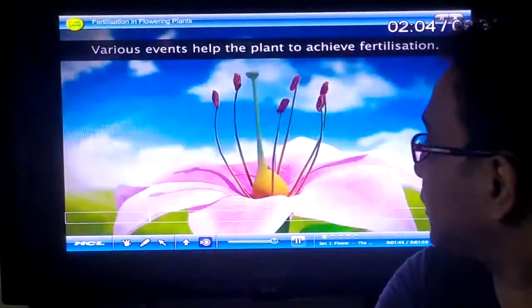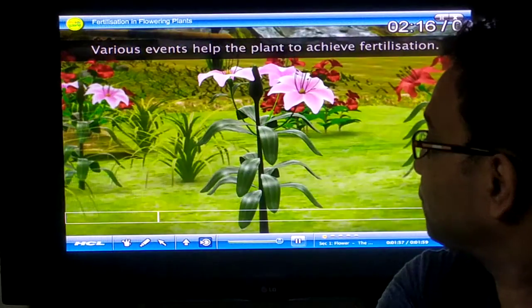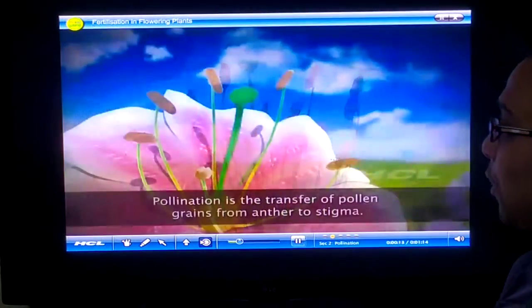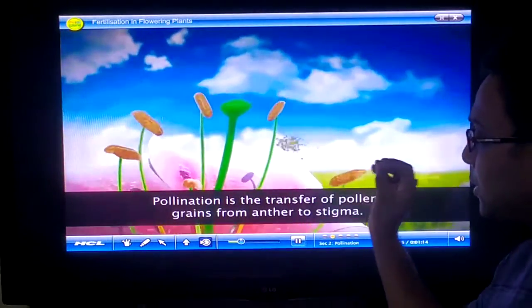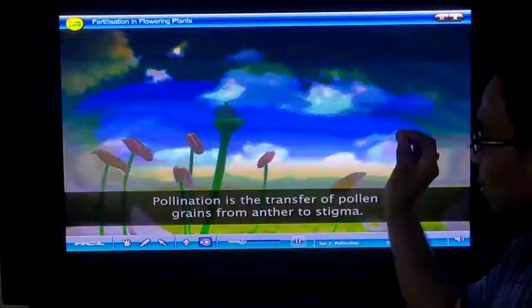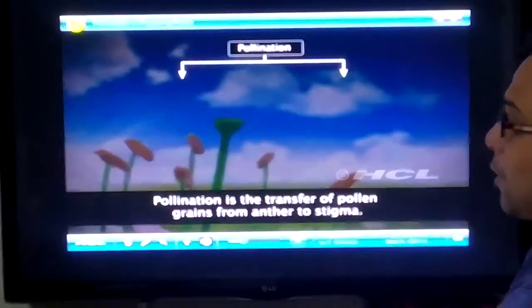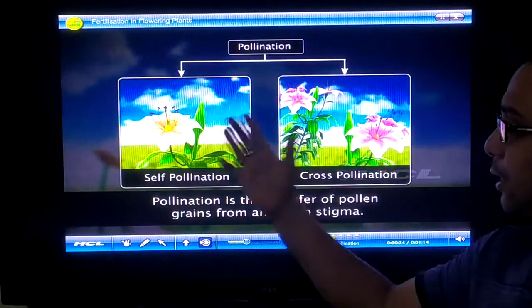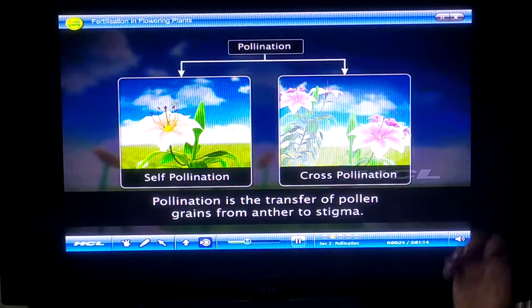Now, today we discuss this important structure. After that, we discuss the pollination process. Pollination means transfer of pollen grains from anther to stigma. And pollination is of two types, which we already discussed: self-pollination and cross-pollination.